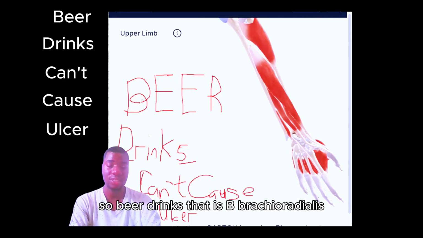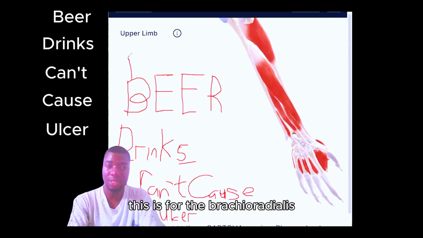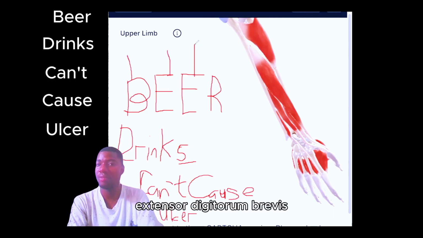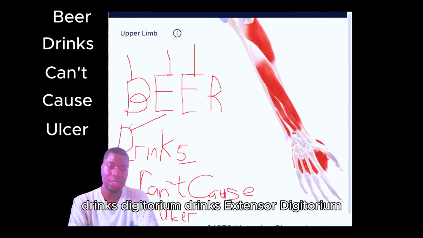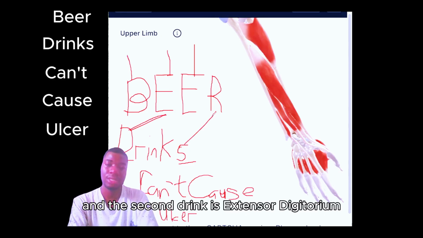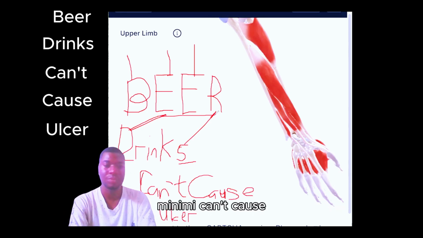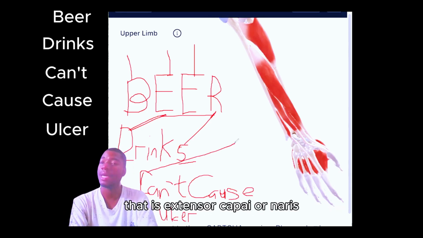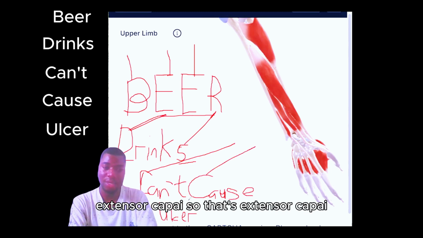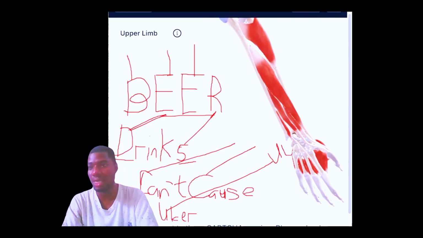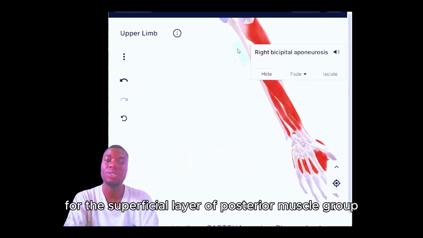So beer drinks, that is B, for brachioradialis. Then EER, extensor radialis longus, extensor radialis brevis. Drinks, the first drink is extensor digitorum, and the second drink is extensor digiti minimi. That is 2D. These drinks, extensor digitorum and extensor digiti minimi. Can't cause, that is extensor carpi. So that's extensor carpi. Can't cause ulcer. So ulcer stands for ulnaris. So that's it for the superficial layer of the posterior muscle group.